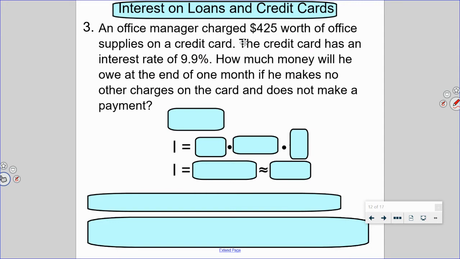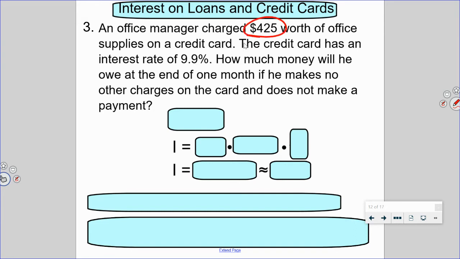An office manager charged $425 worth of office supplies on a credit card. The credit card has an interest rate of 9.9%. How much money will he owe at the end of 1 month if he makes no other charges on the card and does not make a payment? Now, most credit cards don't do that. They usually say minimum payment, but we're just going to talk simple interest here. Credit cards are a crazy way to build up a ton of debt fast. So beware and learn, folks.